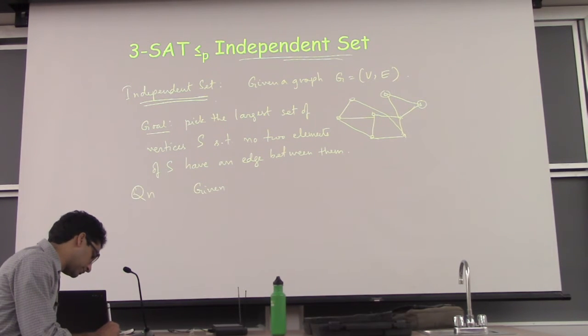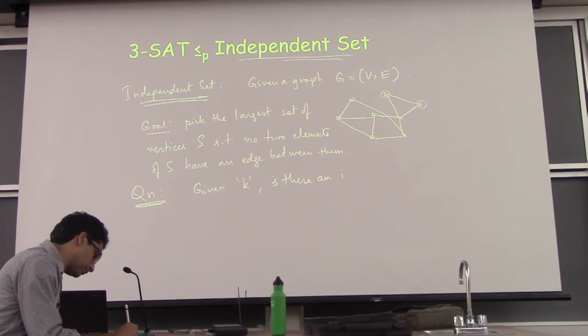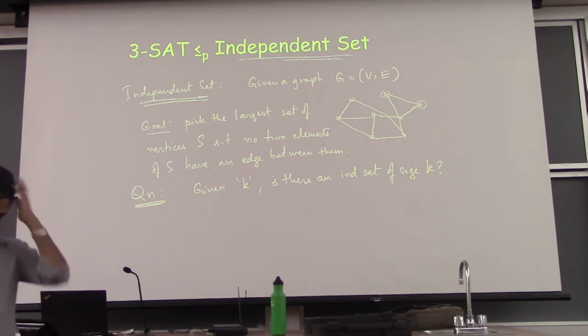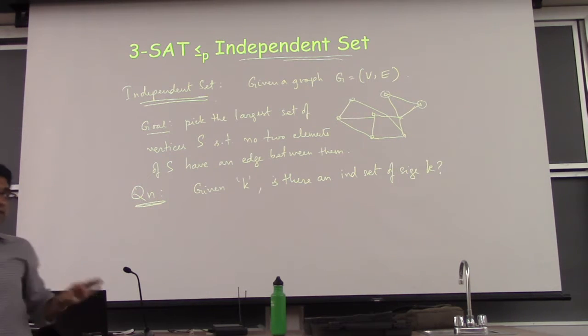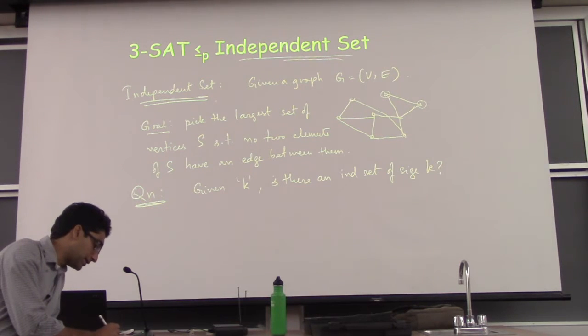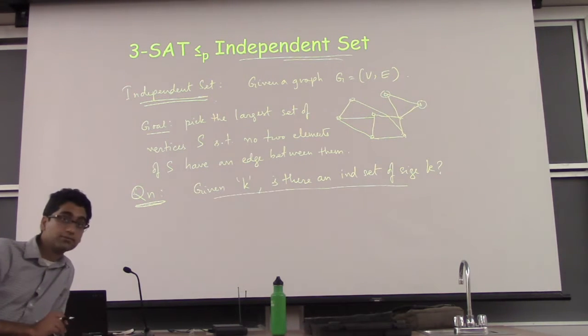So, question. Given a graph and k, does it have an independent set of size k? You could also ask size at least k, but it doesn't matter. So this is a natural decision version, and we want to say that this problem is NP-complete.